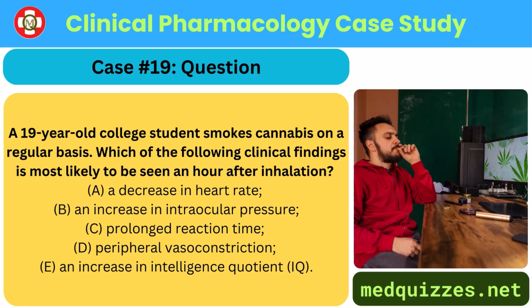Which of the following clinical findings is most likely to be seen an hour after inhalation? A. A decrease in heart rate, B. An increase in intraocular pressure, C. Prolonged reaction time, D. Peripheral vasoconstriction, E. An increase in intelligence quotient, IQ.